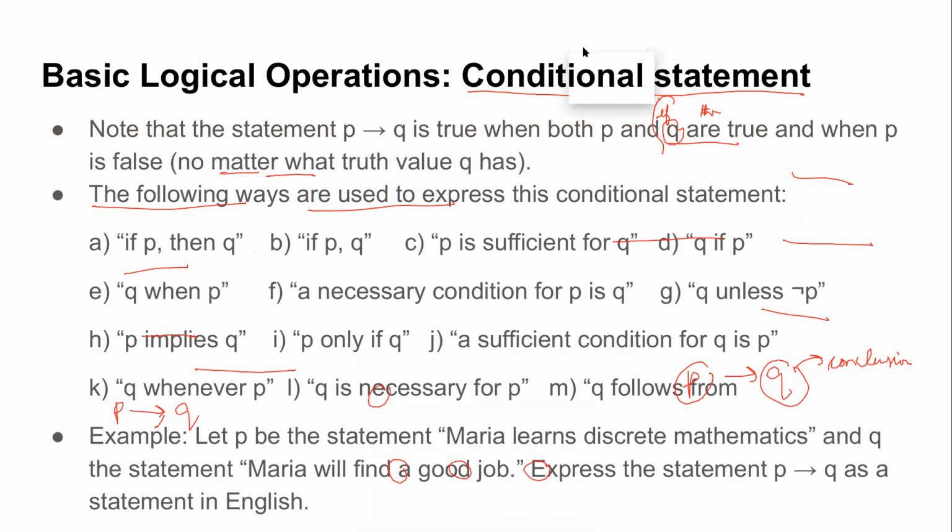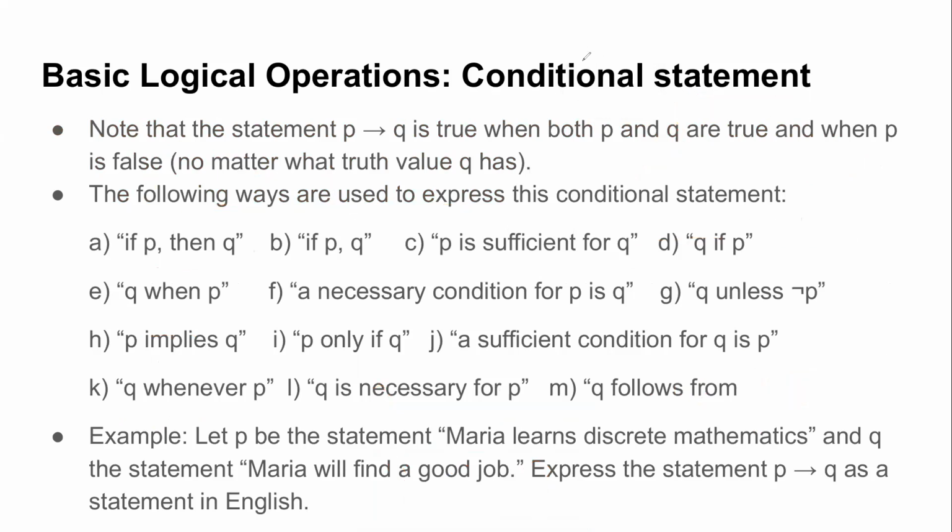In general, there are various ways in which this conditional statement is expressed. Sometimes it is written as if P then Q, or if P comma Q, or P is a sufficient condition for Q, Q if P, and various other versions. Q when P, P is a necessary condition for Q. This is something which we'll see frequently. Necessary and sufficient condition.